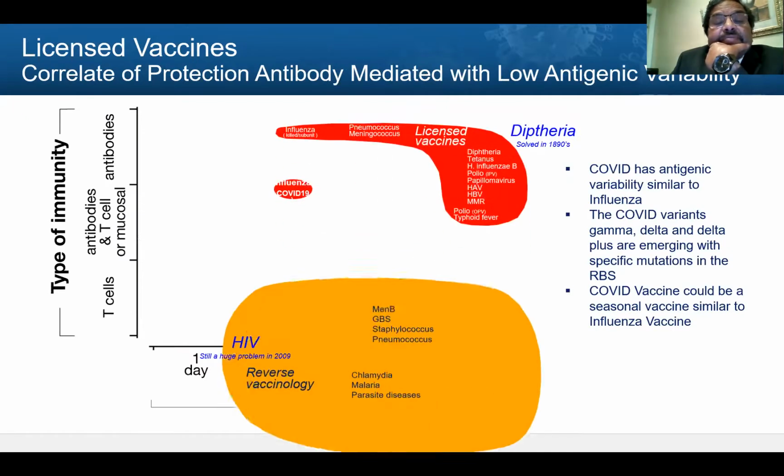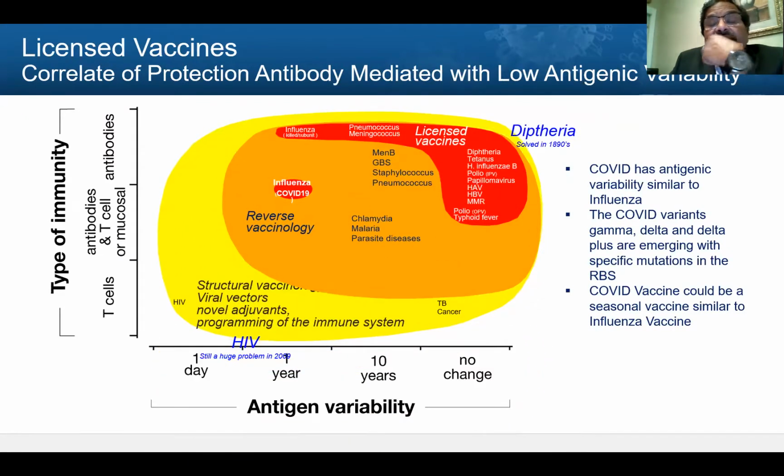Another part which is very important for us to understand is that developing a vaccine is very successful when there is little or no antigenic diversity or variability, as is shown by this red panel here.